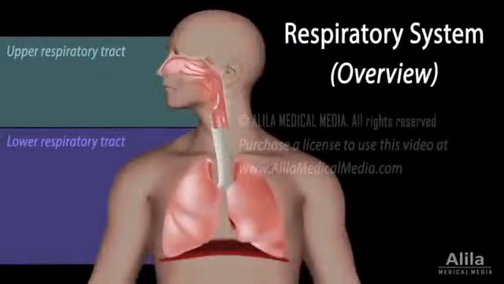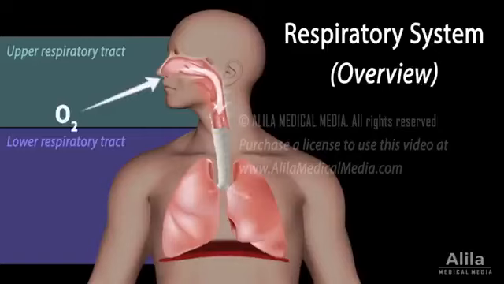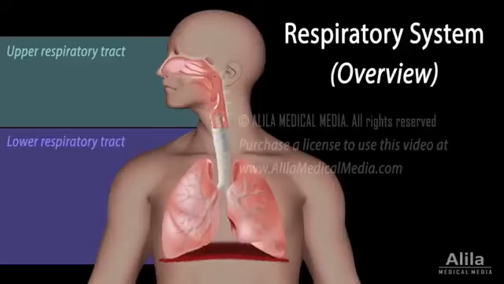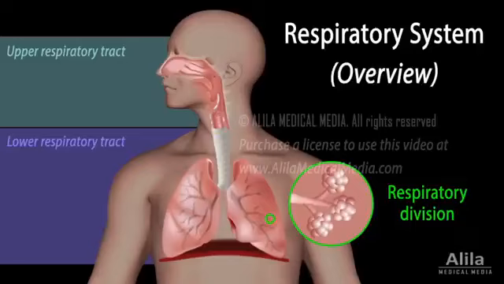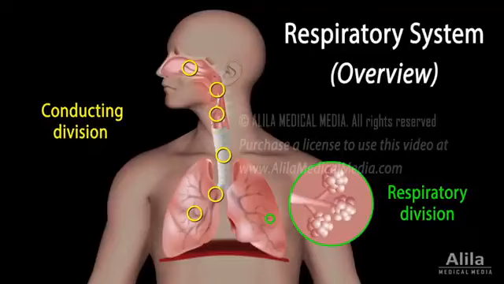The major function of the respiratory system is to exchange oxygen and carbon dioxide between the body and the environment. The gas exchange process itself takes place in the respiratory division within the lungs. The rest of the respiratory tract, the nose, pharynx, larynx, trachea, bronchi, and bronchioles, essentially serve as passageways for air to flow in and out of the lungs and constitute the conducting division.